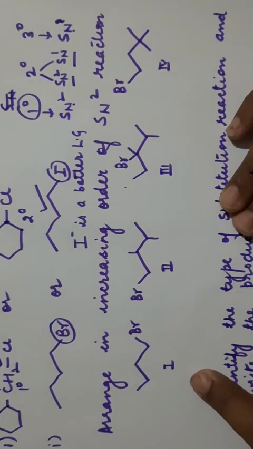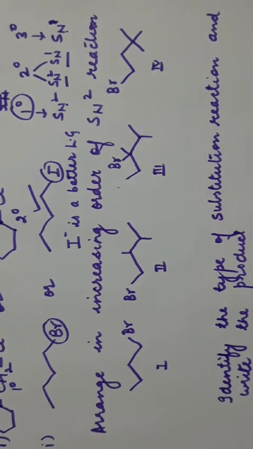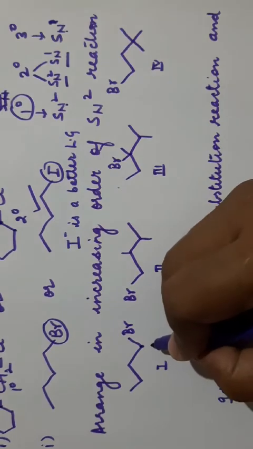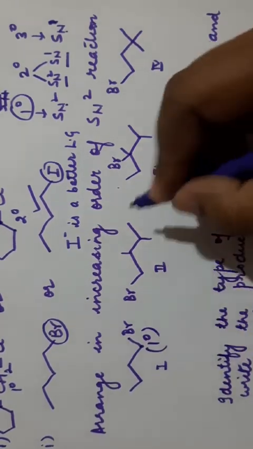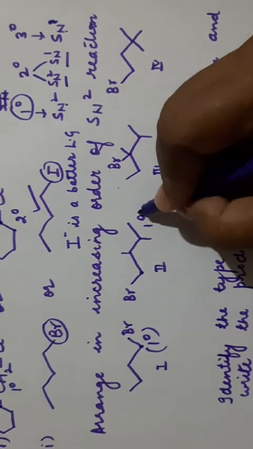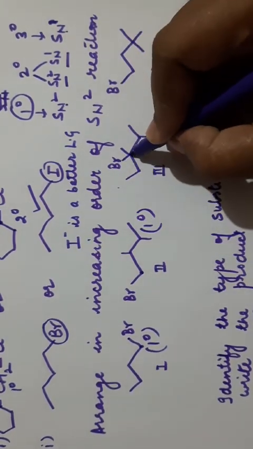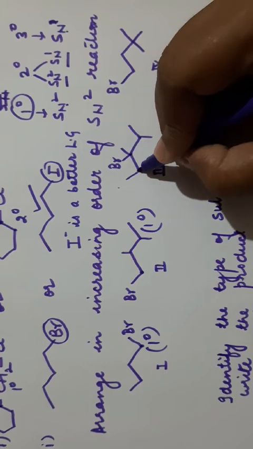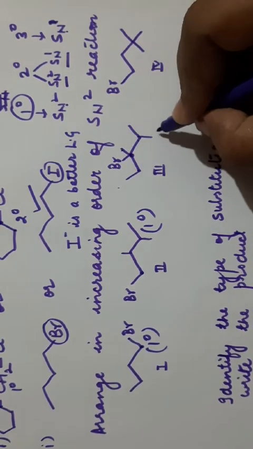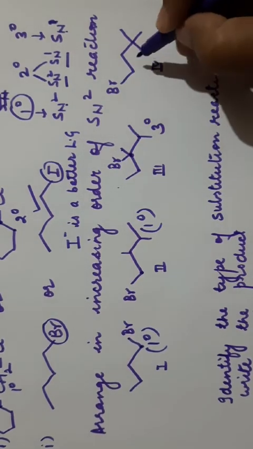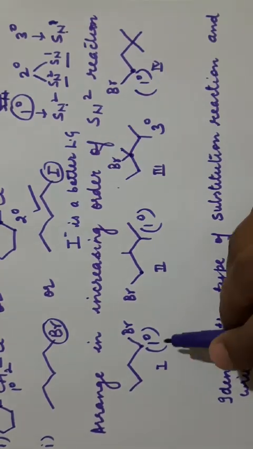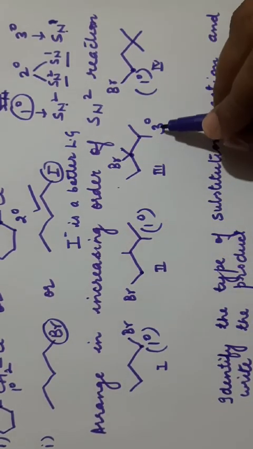Second, arrange in increasing order of SN2 reactivity. See here, this Br is attached to this carbon. This is 1 degree. Clear? This Br is attached to this carbon, again 1 degree. This Br is attached to this carbon, and this carbon is attached to 3 carbons, 1, 2 and 3, so it is 3 degree. This carbon is again 1 degree. So three are 1 degree and one is 3 degree.